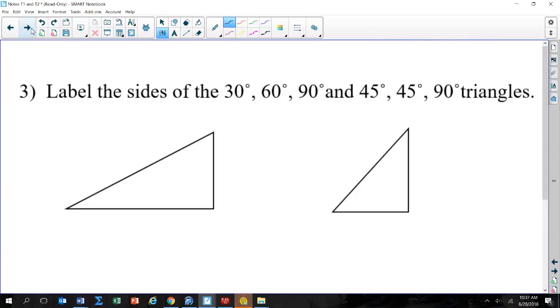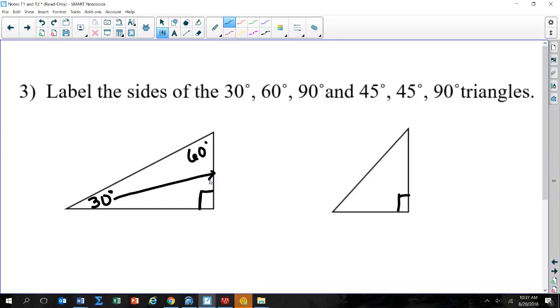All right, so section 3 is just labeling the sides. I want to make sure that you guys have the correct labels for 30, 60, 90 and 45, 45, 90 triangles. Some more geometry review. Let's call this angle 30 degrees and this angle 60 degrees. Remember that across from 30 degrees is the short leg. Short leg is across from the little angle.